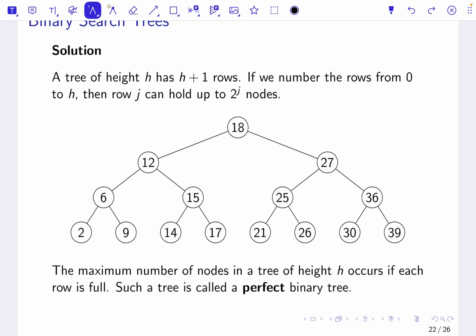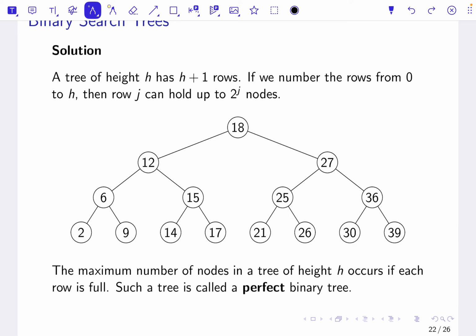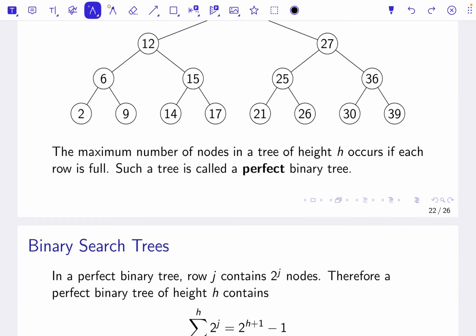The tree that we just drew is called a perfect binary tree. The thing that makes it so perfect is that every single level is completely filled up. There are no gaps. And that will sort of be the scenario that we look at because it provides an upper bound on n. Sort of a worst case.